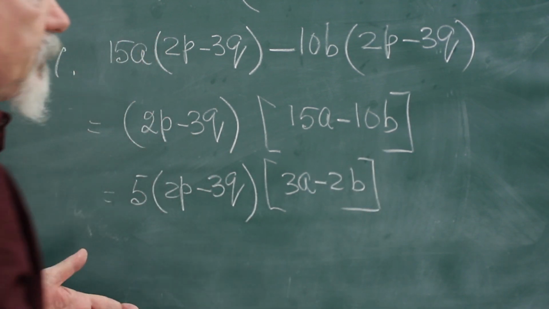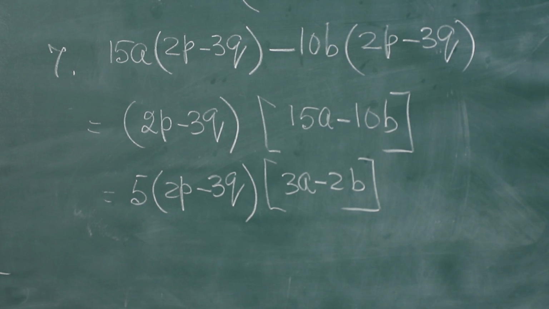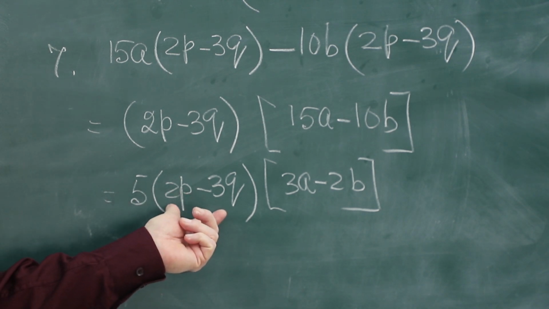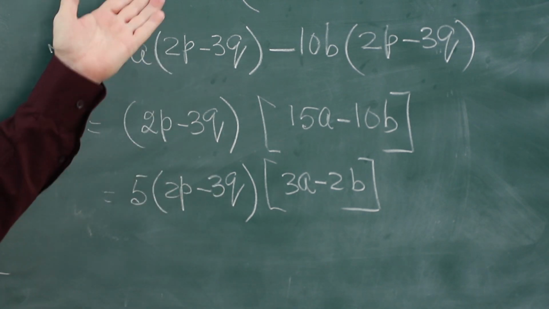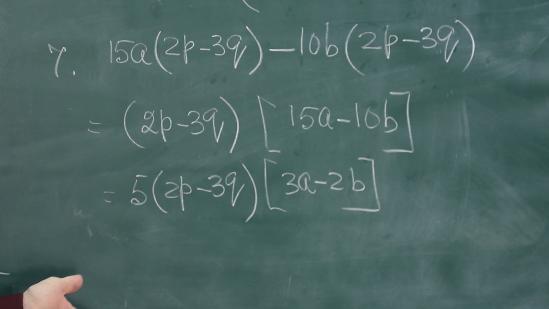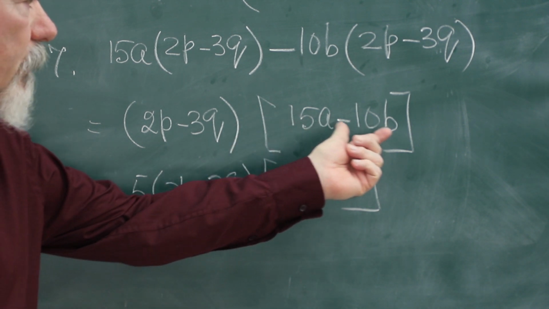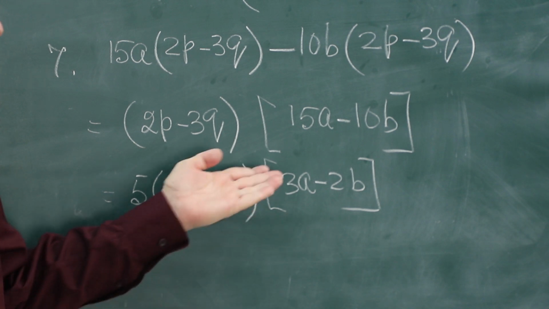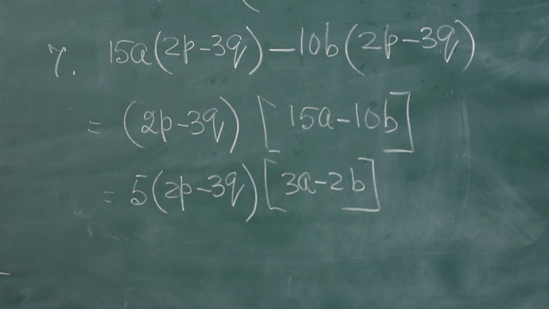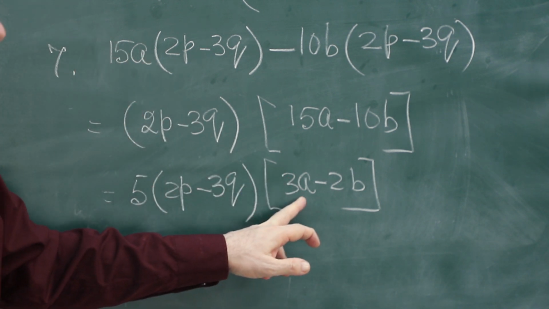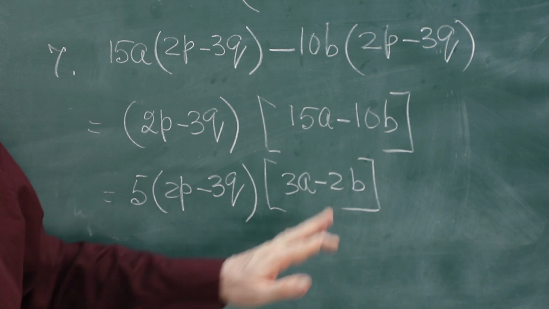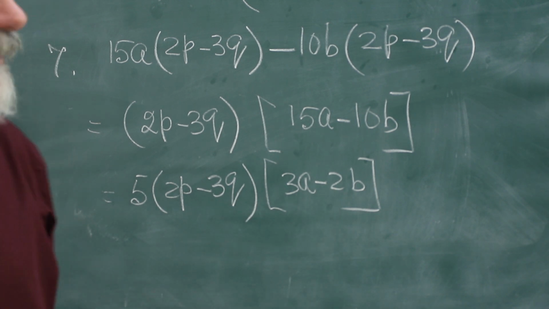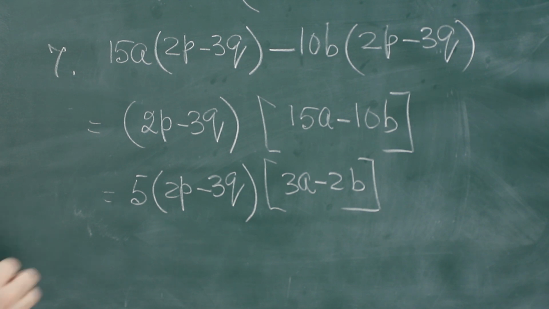Now there is no further chance of factorization. Neither I can factorize 2p minus 3q, which already in the beginning only I couldn't factorize, but in this term I could take out 5 common. After taking out 5 common, I'm left with 3a minus 2b, and 3a minus 2b cannot be factorized further. So let us see question number 8 now.